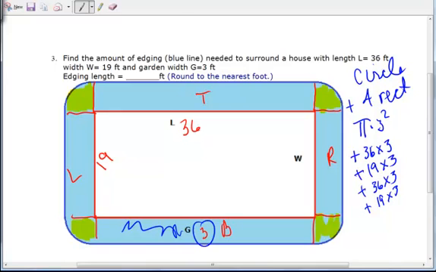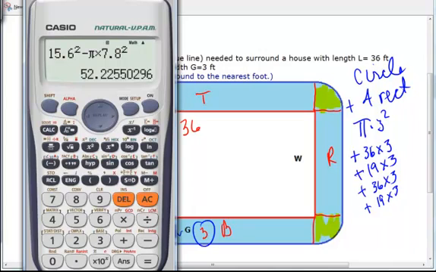And so we can calculate that. Shift pi, pi times 3 squared plus, I have to go over one, yep, plus 36 times 3 plus 19 times 3 plus 36 times 3 plus 19 times 3, and I get 358.27. Next one.